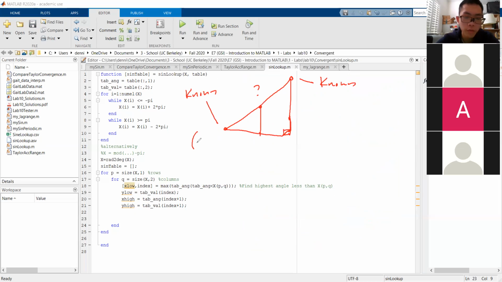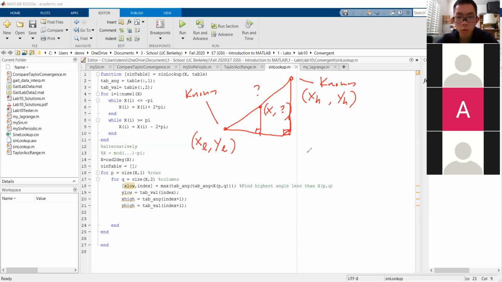So once again, this is some point. I'll do x low, y low, x high, y high. We want to find x, comma, question mark. Well, I'm going to assume that this is a straight line between low and high.